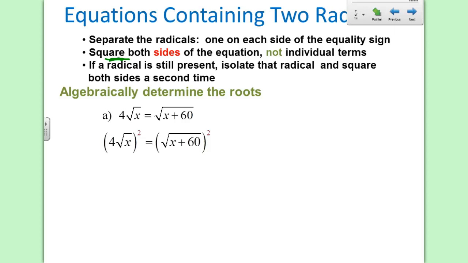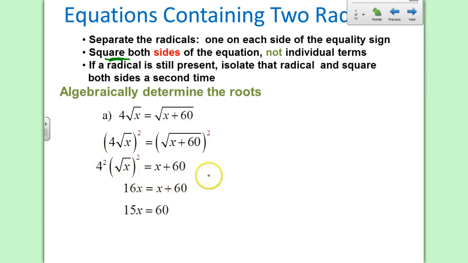Okay, so 4 root x. We have to isolate a radical on one side. Well, this is a nice one because they're both isolated. So we square both sides. Oh, that's beautiful. We square both sides. It blows up the radical. I get 16x and x plus 60.